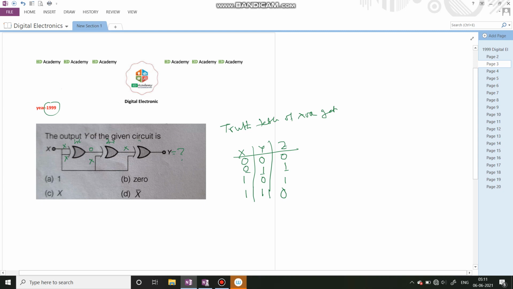And for the third XOR gate, this input is X and the other input is also X, so these are the same inputs, so the output will be 0. So the output Y's value is equal to 0. So option B is the right answer for this question.